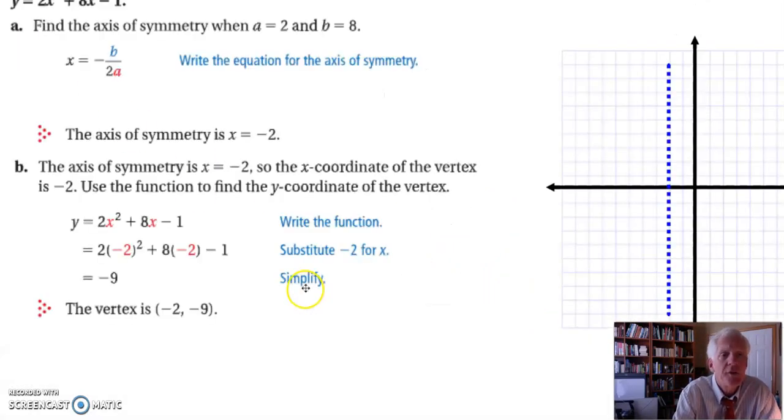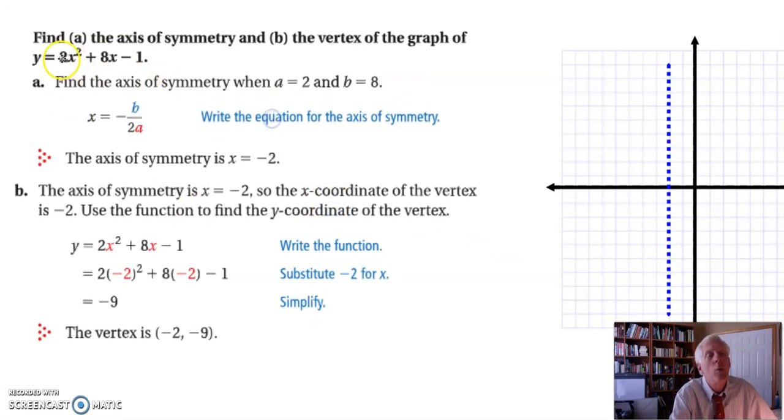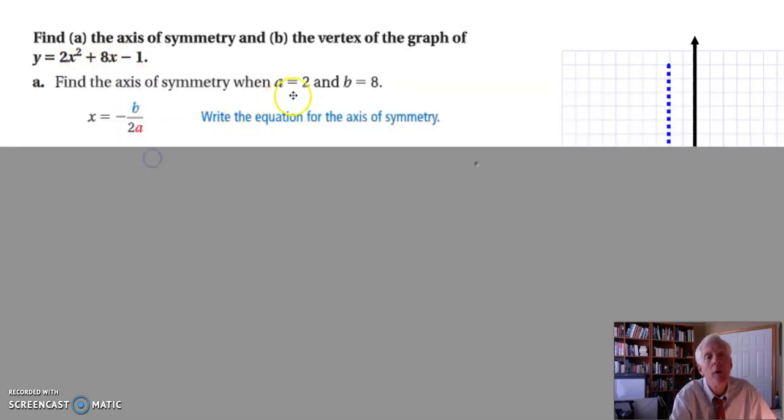So this is what we're going to do today. We want to find the axis of symmetry for this particular function right here, 2x squared plus 8x minus 1. You need to identify the a and the b to figure out where the axis of symmetry is. A is 2, b is 8.